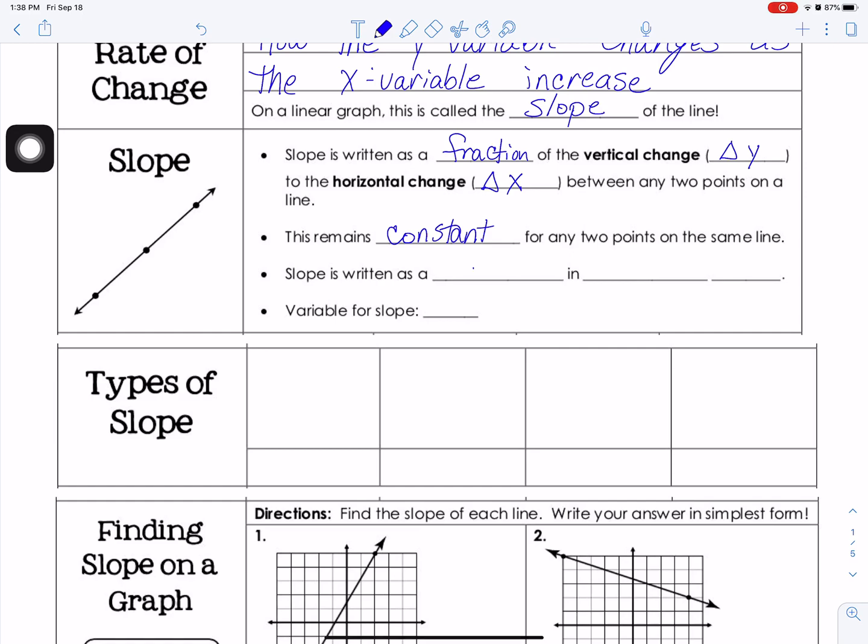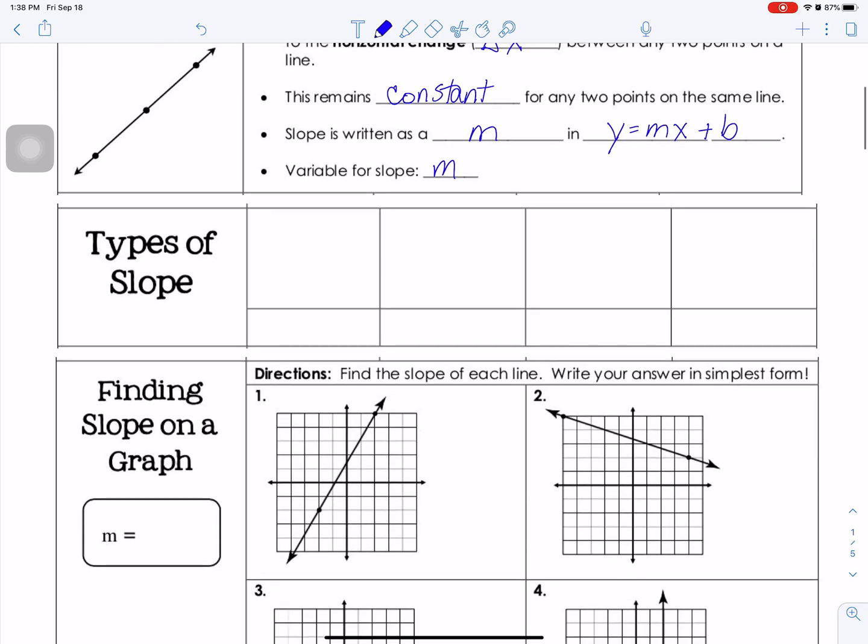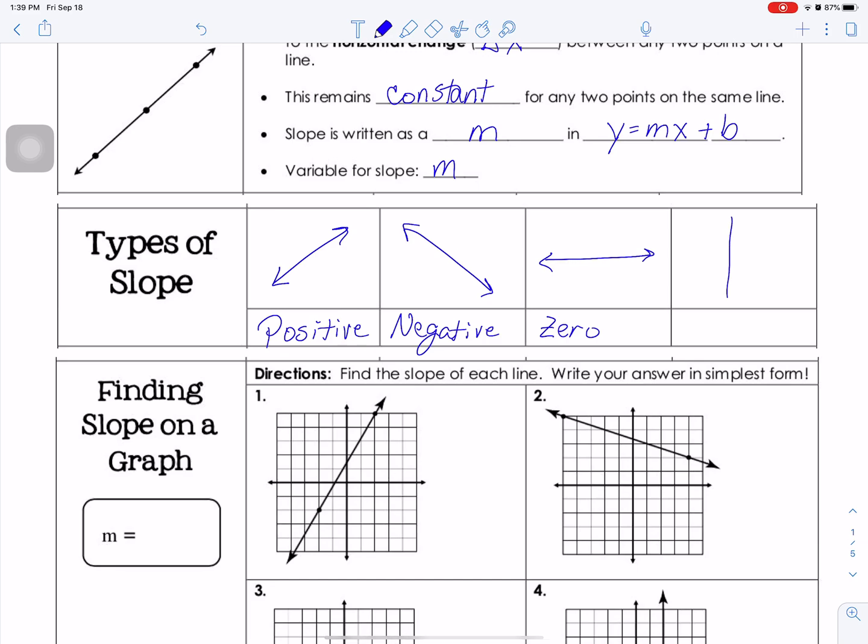Slope is written as an m in y equals mx plus b. That's the coefficient, and our variable is an m. We have different types of slope. We can have a positive slope, where a line is going up, as you're reading across. We can have a negative slope, so as we read across, it's going down. We can have a zero slope, where there's no change. And we can have an undefined slope. When it's a straight vertical line, we call that undefined.